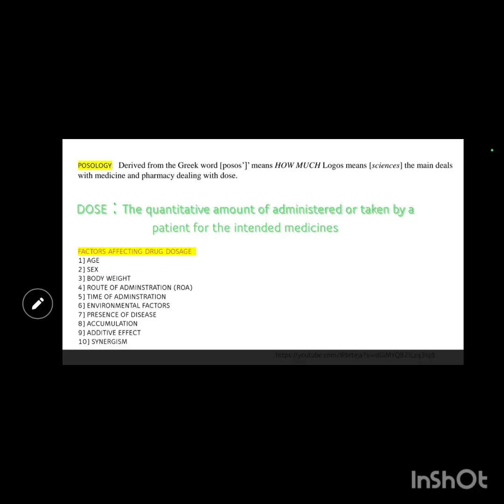For ages 10 to 20, easily 200 to 250 mg of the drug. For persons aged 30 to 45, 500 to 550 mg are the dosage. So the dose is related to posology. Posology depends only on dose, meaning the quantitative amount of the drug administered and taken by the patient.